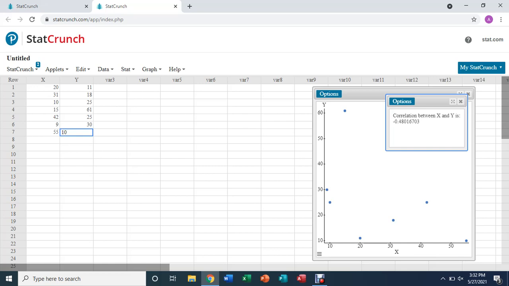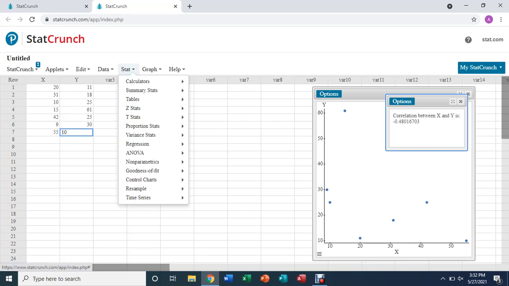It's so weak. Remember the correlation coefficient r is always between negative 1 and 1. As we get close to 1 or negative 1, the linear correlation gets stronger, and as we get close to 0, the correlation gets weaker. So let's now find the regression equation between x and y.